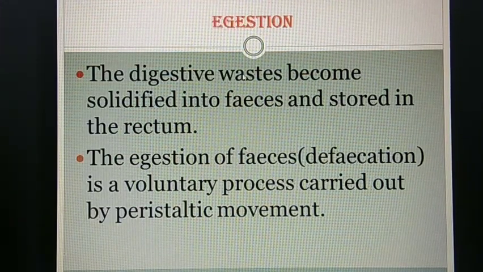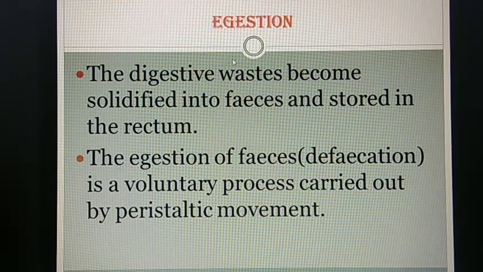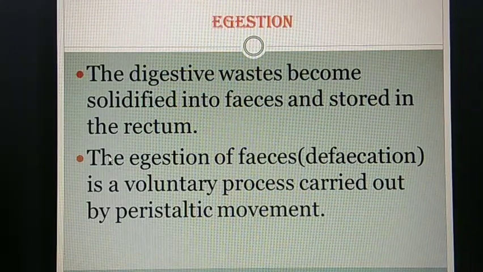And of course, the last step is egestion, that is, the digestive waste becomes solidified into feces and is stored in the rectum. The egestion of feces is called defecation, and it is a voluntary process which is carried out by peristaltic movement. So till now we studied all the steps of digestion, starting from ingestion, digestion, absorption, assimilation and egestion.